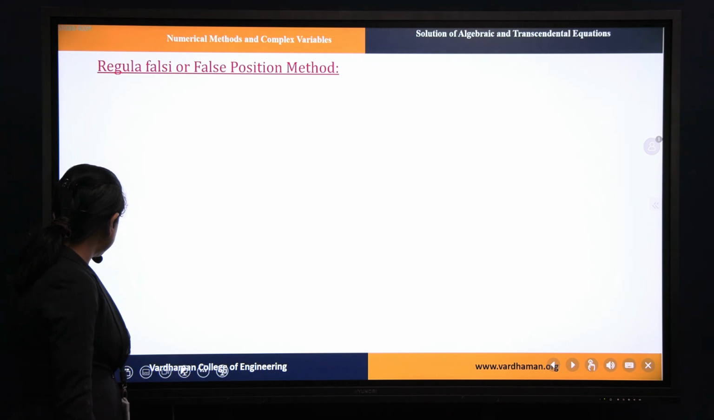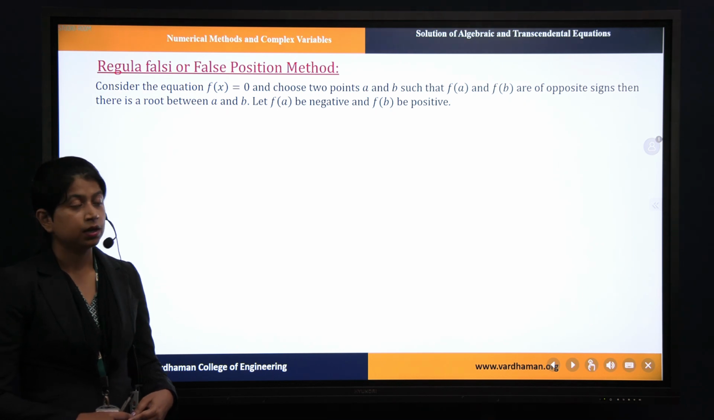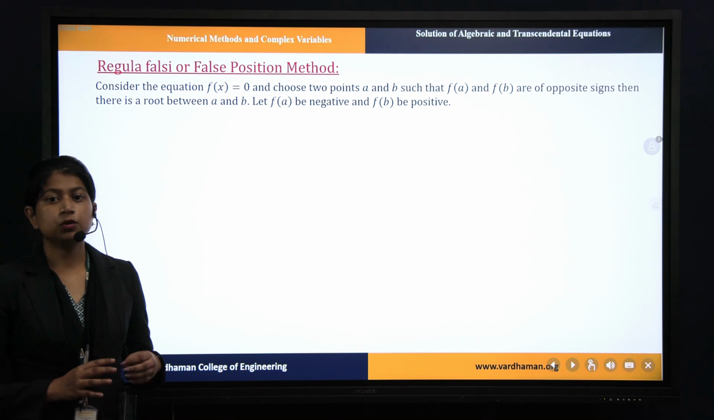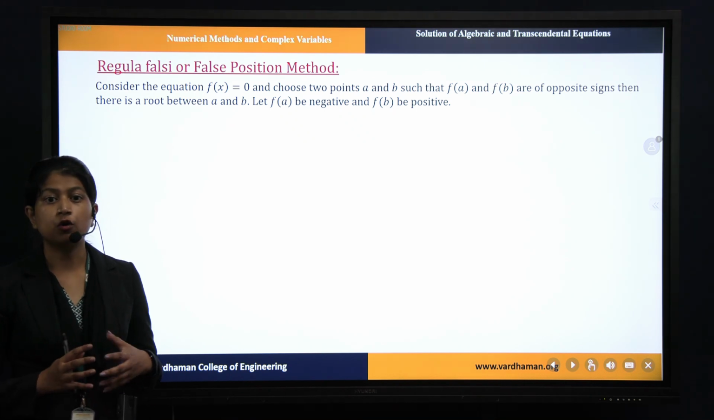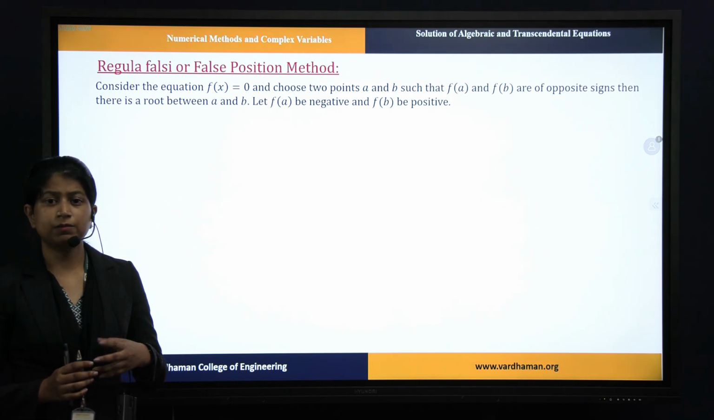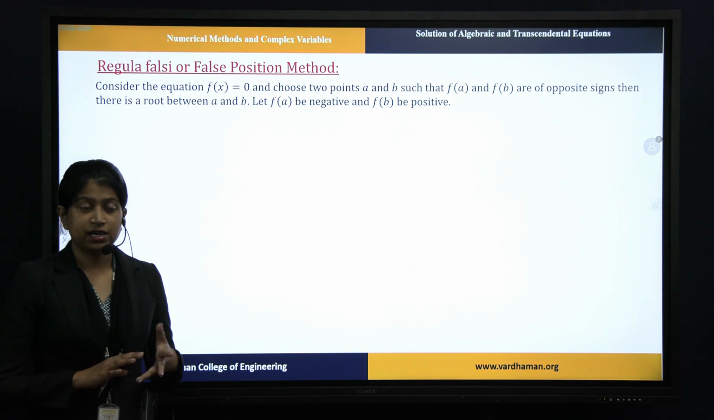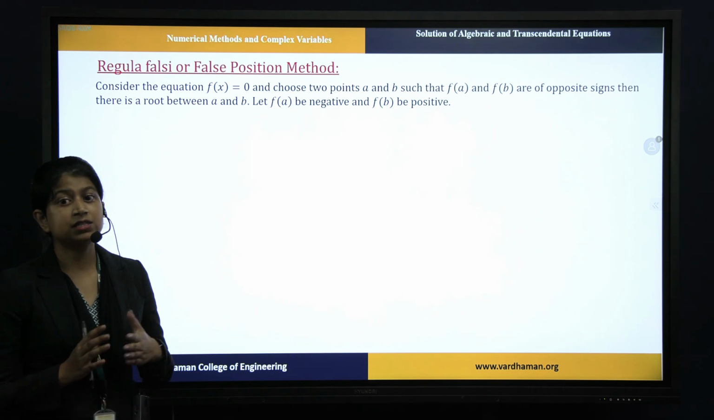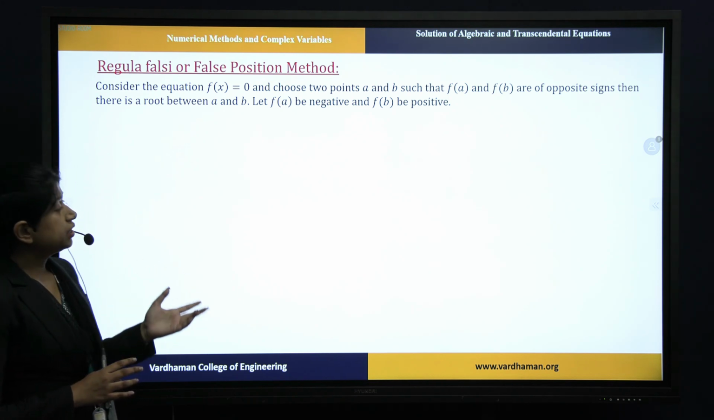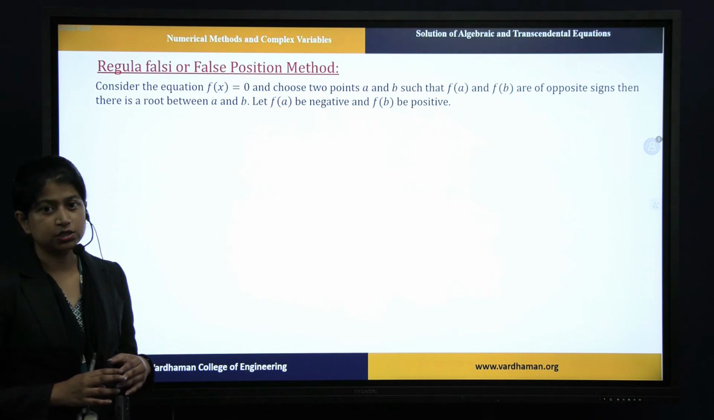First of all, we need to consider the equation f(x) = 0. Then we need to choose two points a and b in such a way that f(a) and f(b) are of opposite signs. That is, f(a) can be negative and f(b) positive, or f(b) negative and f(a) positive. Then by the intermediate value theorem, there exists a root between a and b. For our convenience, we are taking here f(a) negative and f(b) positive.